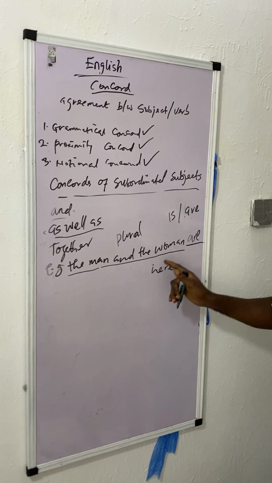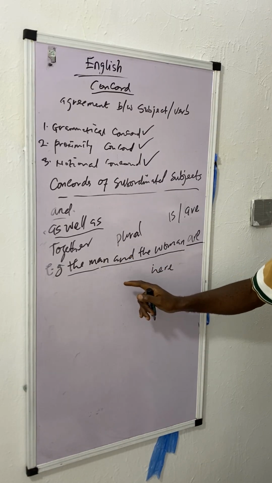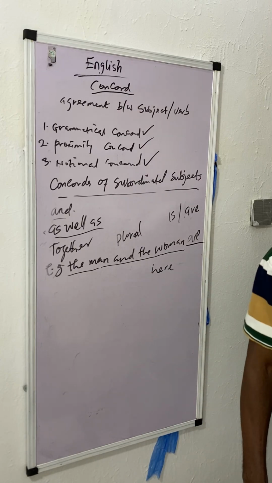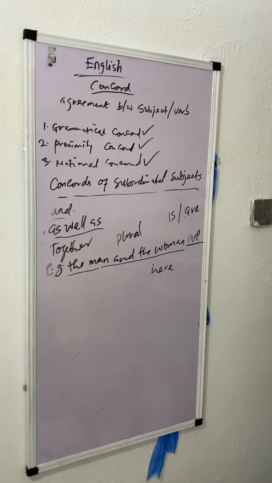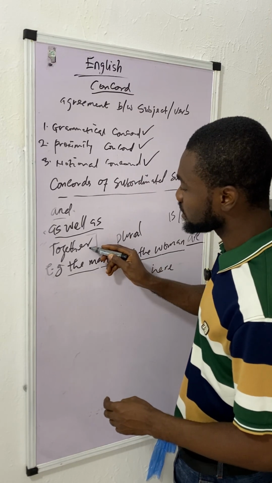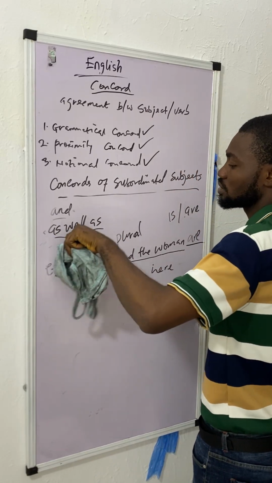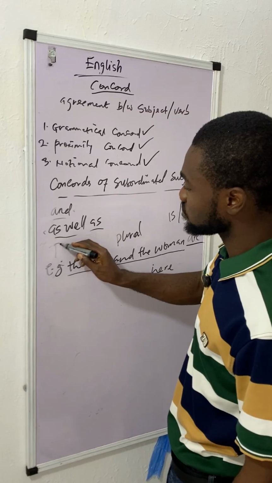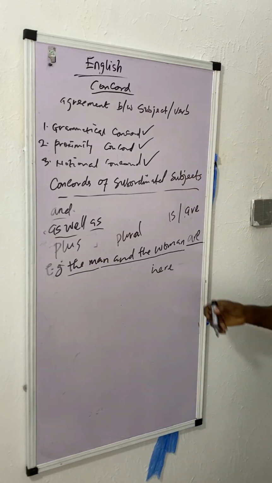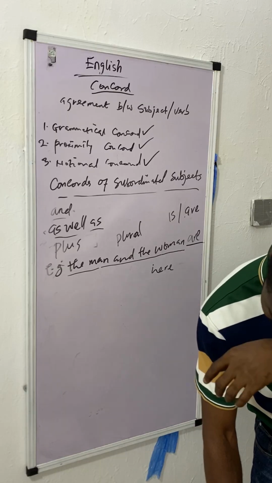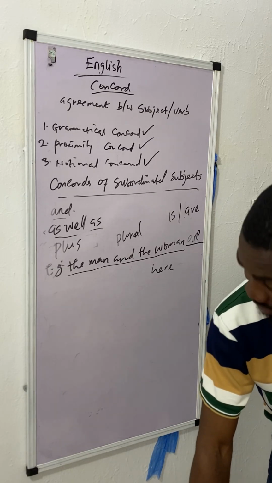So we can still use "the man as well as the woman are here", correct? Can we still use "together"? No, when you use "with", except there's only "together" and there's no "with". Let's just remove this "together" to avoid confusion. "As well as" is okay. "Plus" is okay. If you see "plus", like "the man plus the woman are here", is also okay. All right. Now, let's look at the second one.